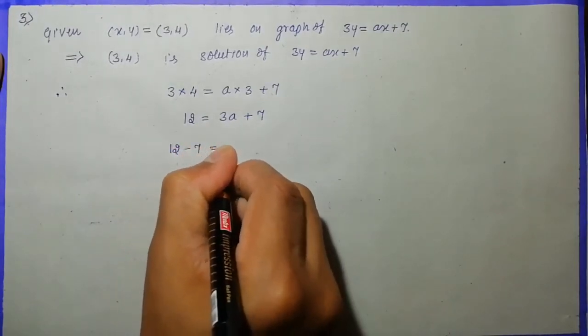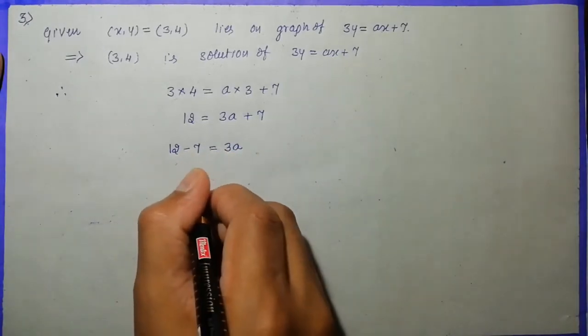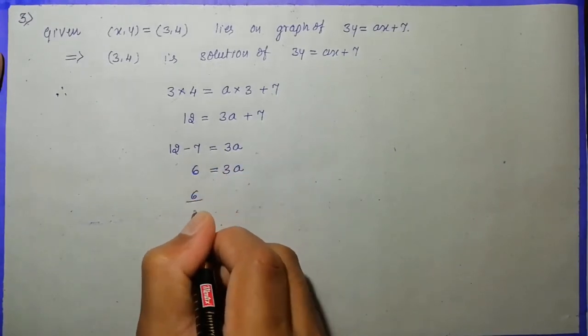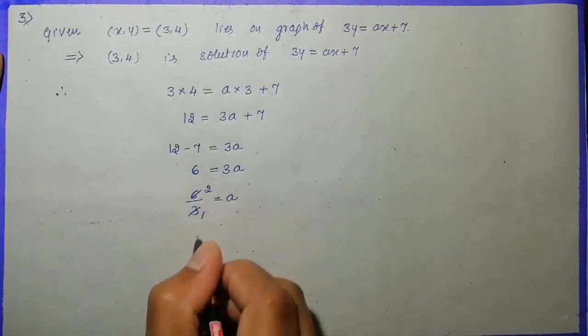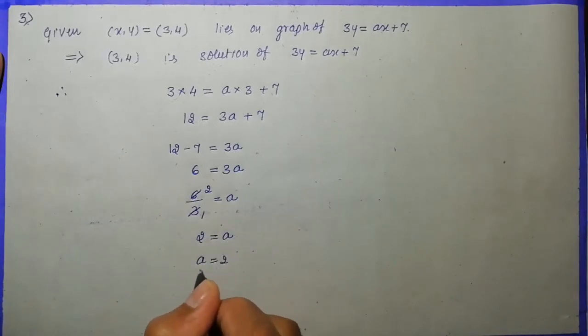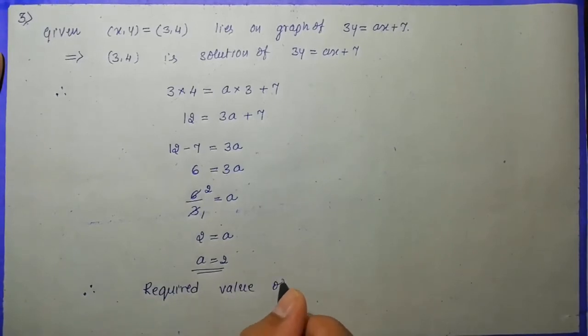I'm going to shift 7 towards the left side. 12 minus 7 is equal to 3a. 12 minus 7 means it will become 5, so 5 is equal to 3a. Then it will become 5 divided by 3 is equal to a. So 3 ones are, and then 3 twos are, therefore 2 is equal to a, or a is equal to 2. So therefore you can write in the conclusion now, the required value of a is 2. Okay, so this completes the solution of the third one.